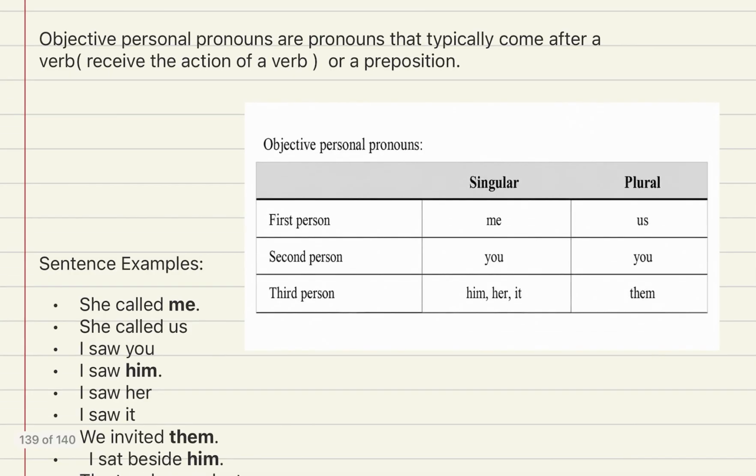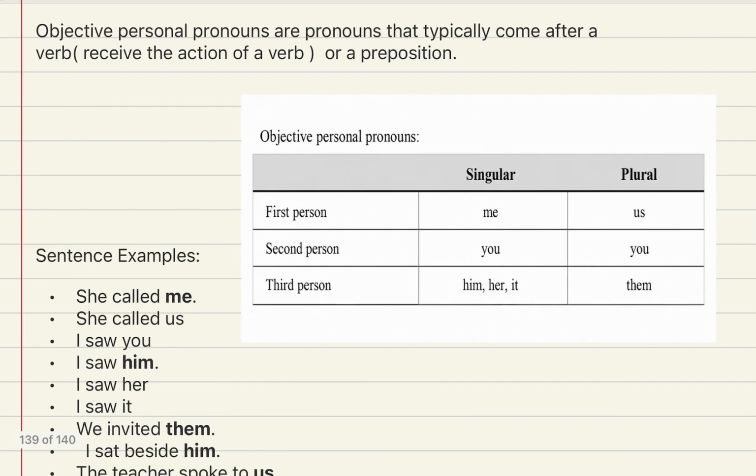Now here's a list of the singular and plural objective personal pronouns. So we have the first person, me, singular, and the plural of that is us. And second person is you, and plural is you. So you and you are the same, they don't change. And then third person is him, her, it, and them. And just remember, it comes after the verb, so it receives the action of the verb.